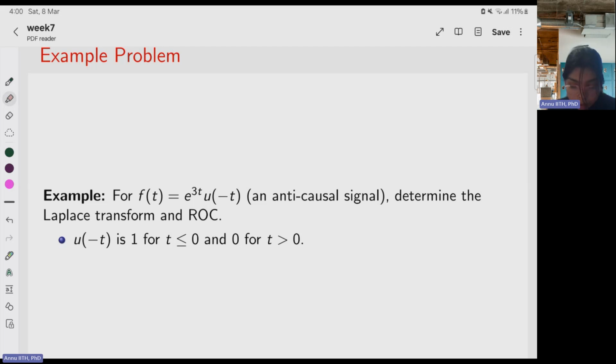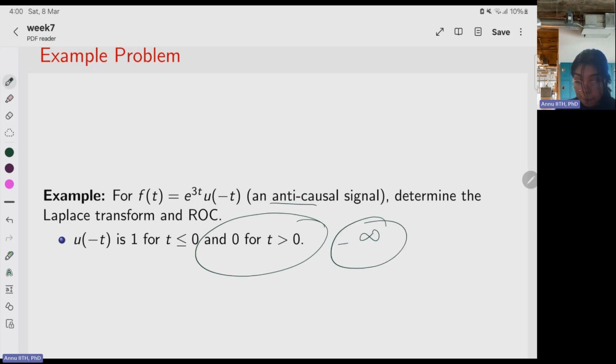So why is this signal anti-causal? First of all, the reason is it is defined for t less than or equal to 0. Also, the ROC extends to minus infinity, not plus infinity as we talked about. So it is going towards minus infinity, and that's why it is anti-causal. And if we talk about the Laplace transform for that case, it's a little tricky. As we know, e power minus at u(t) has the transform 1 upon s plus a. What about e power minus at u(minus t)?